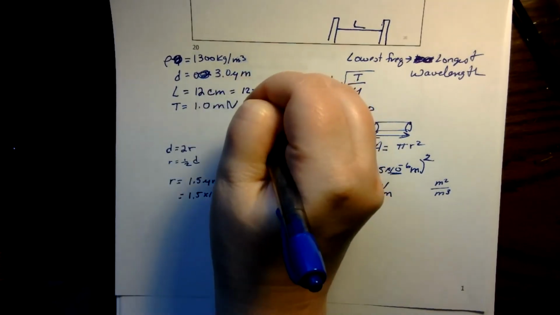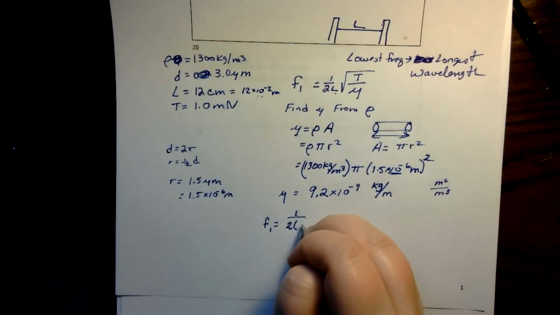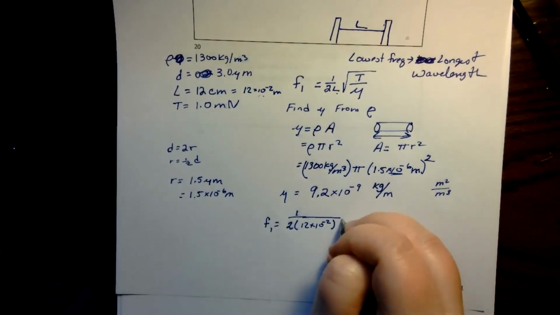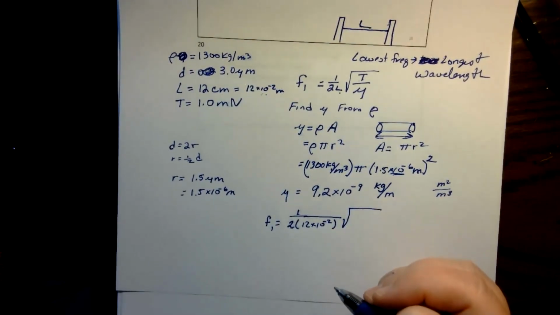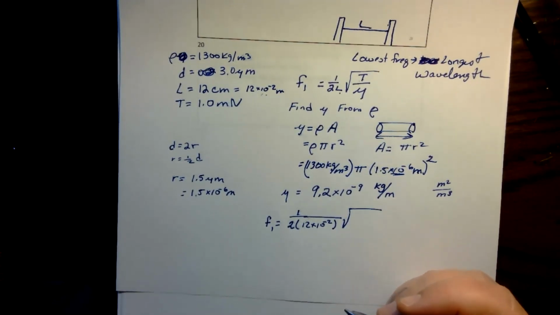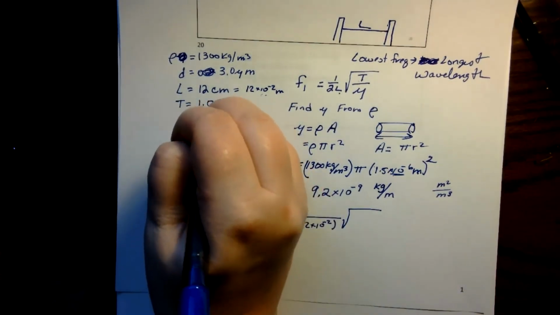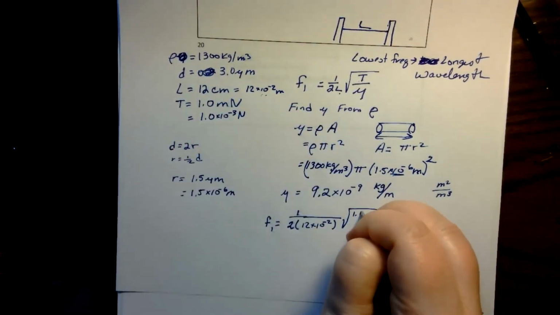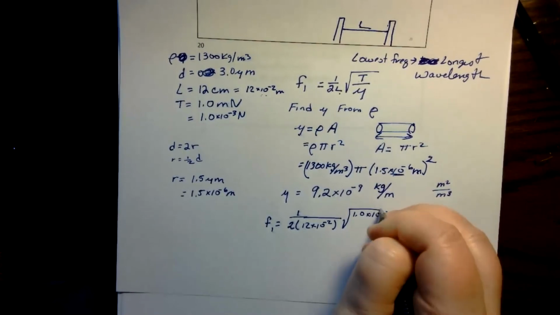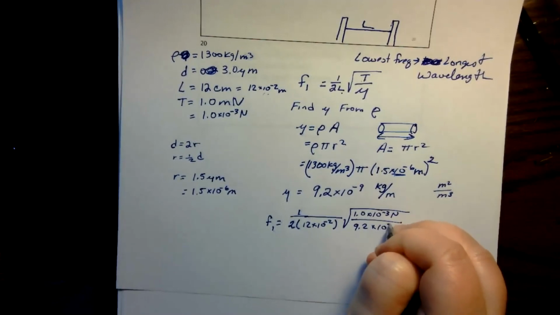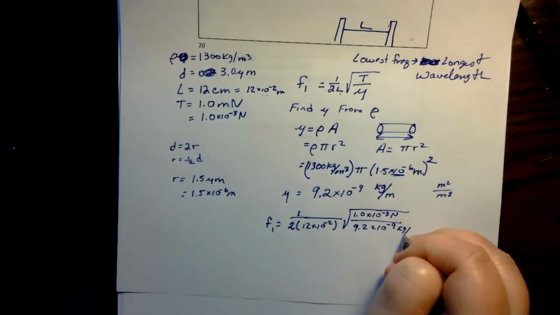Remember, centi means negative 2. So this is going to be 12 times 10 to the negative 2 times the square root of T over mu. T is 1.0 millinewtons. Milli is what power? You said 10 to the negative 3. You are correct. Divided by mu, 9.2 times 10 to the negative 9 kilograms per meter.